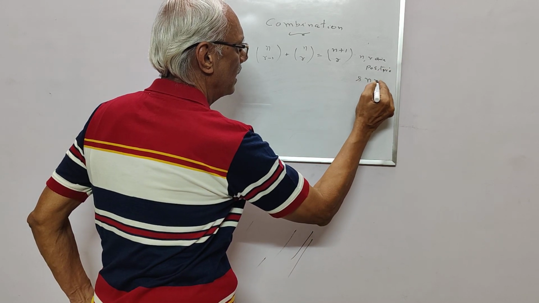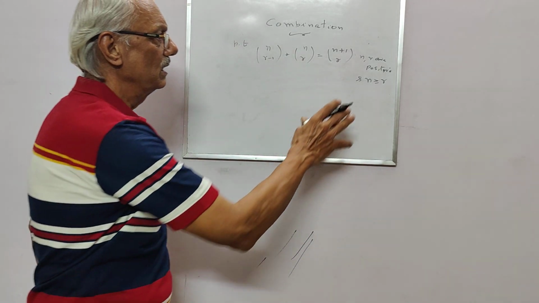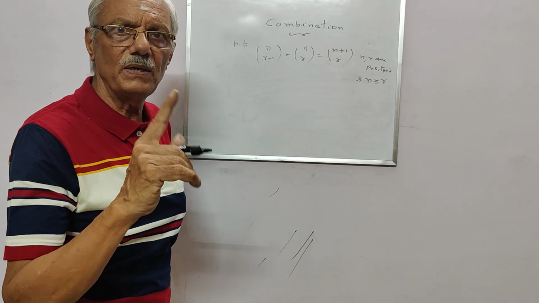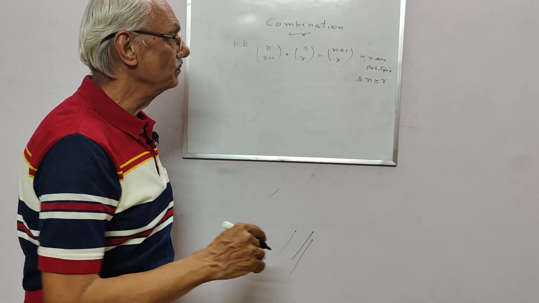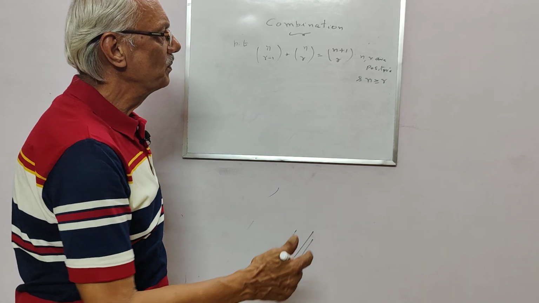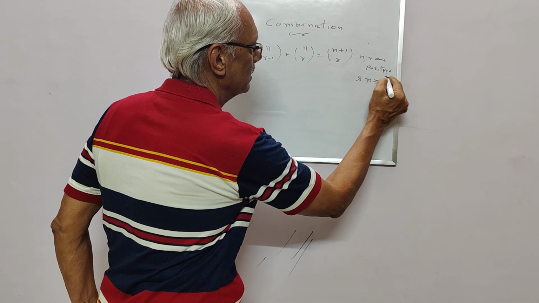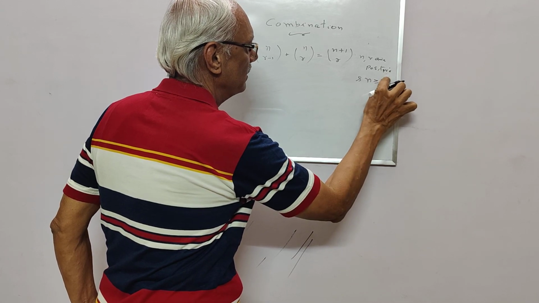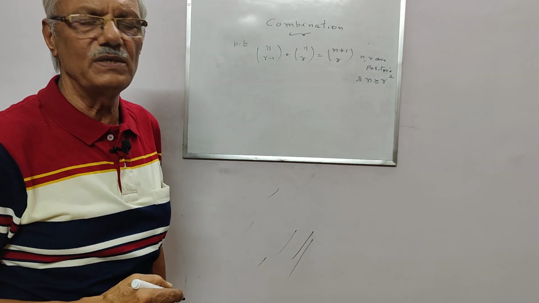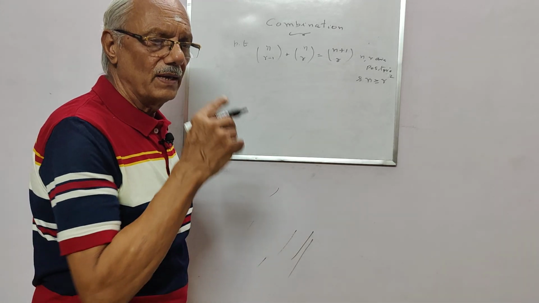And n is greater than or equal to r. This is true because r cannot be greater than n. It is not possible. So these have to be positive integers. Z means the set of all integers. So you see that this is what we are going to do.